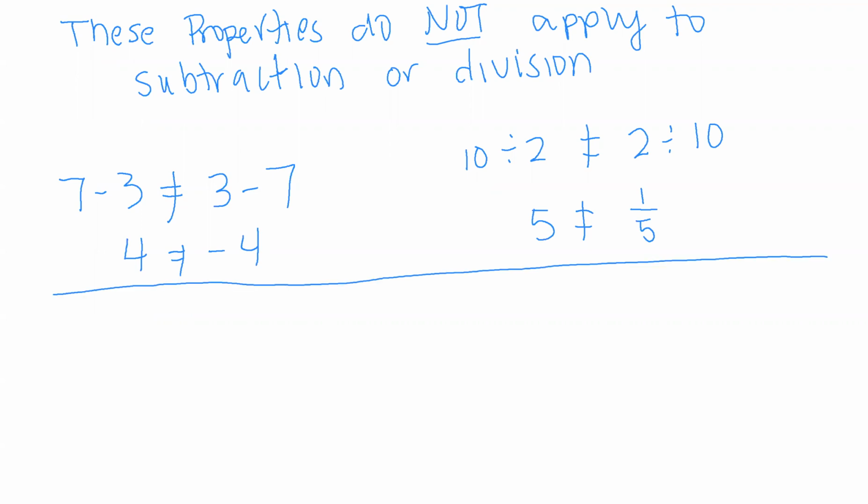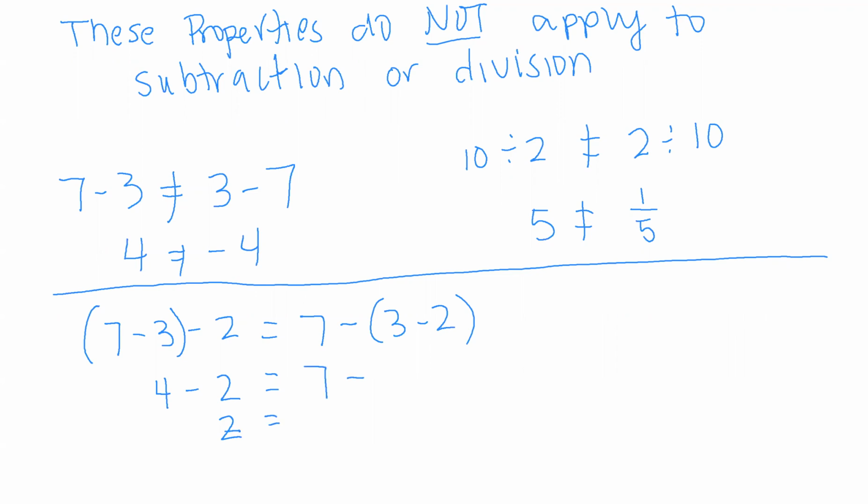And similar with the associative property. If I had 7 minus 3 minus 2, all right, versus 7 minus 3 minus 2 with the grouping moved, I'm not going to get the same answer. All right, here on the left, I would take my 7 minus 3, which is 4. I would then subtract 2, and I would get 2. Whereas on the right, in parentheses, I have 3 minus 2, which is 1, and 7 minus 1 is 6. So you can see these properties do not work with subtraction or division.